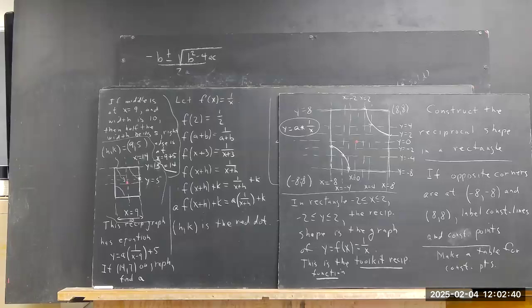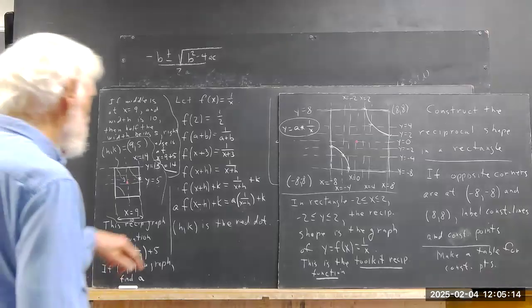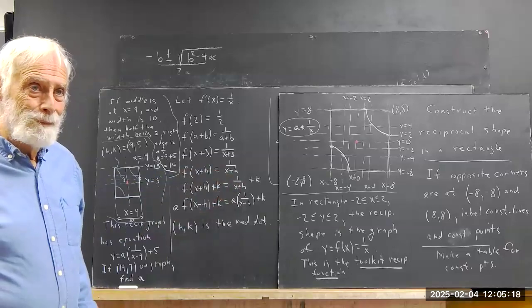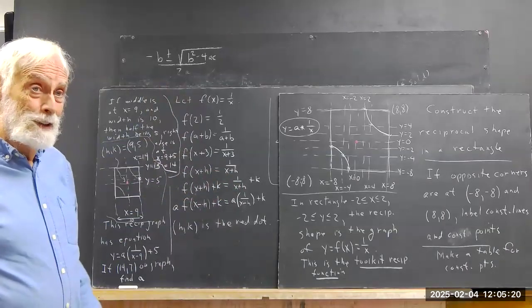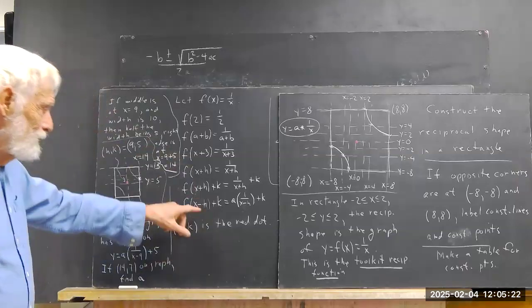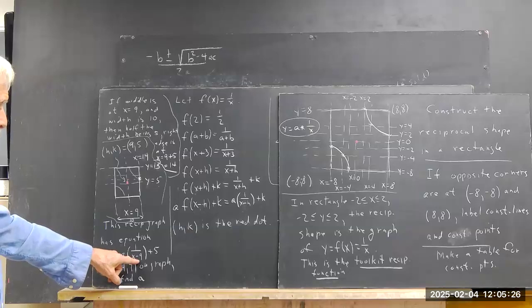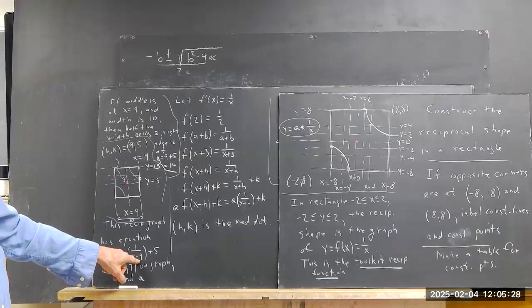Plug in 14 and 7 for x and y. Okay, now I really messed up here. I wrote a plus with the h here because I had a plus with the h here. A lot of times it is x plus h, but in this case it's x minus h, and it should have been x minus 9 here, okay?